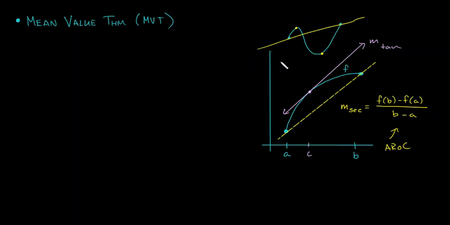Gosh. Let's figure out how to put this into words. Here is the mean value theorem. So we're going to do the same thing. Let f be defined on a to b.